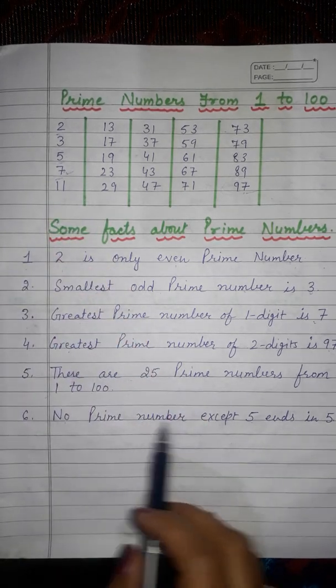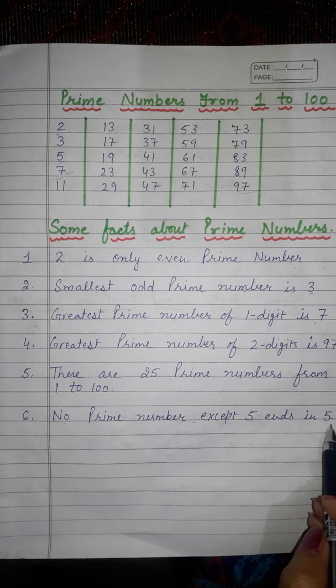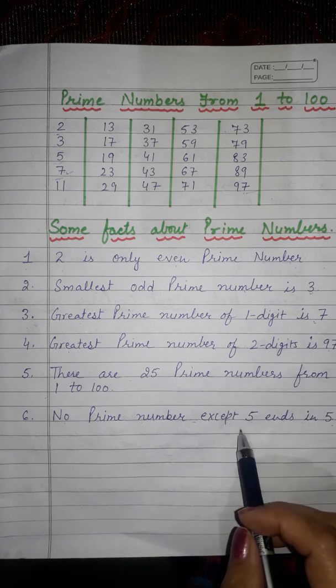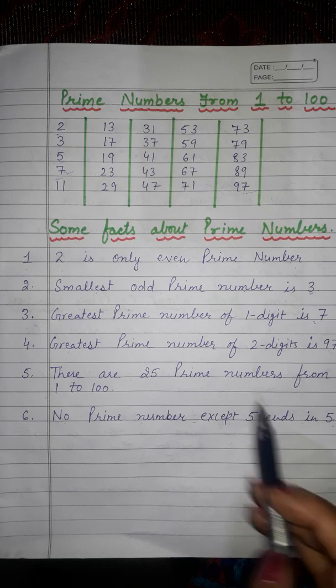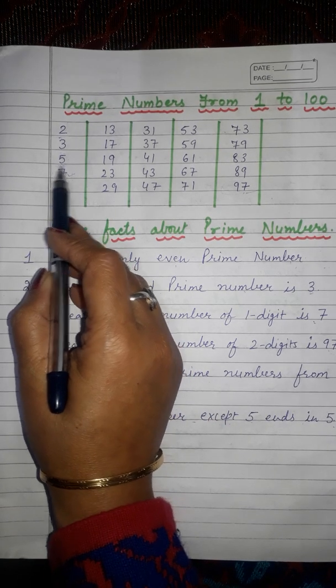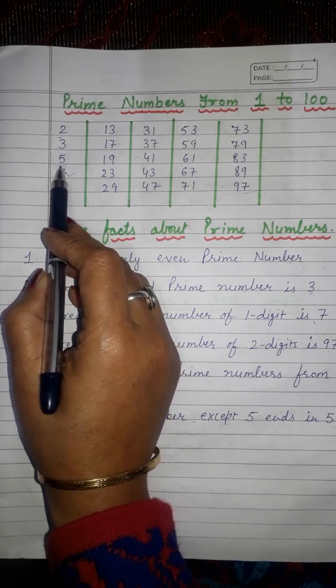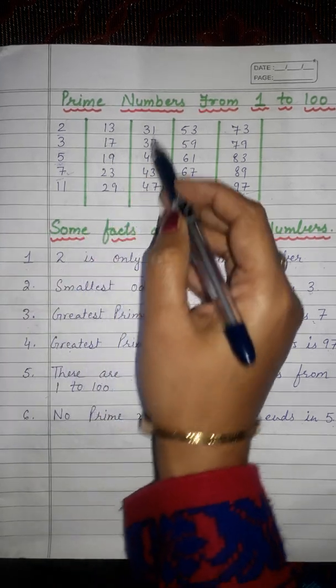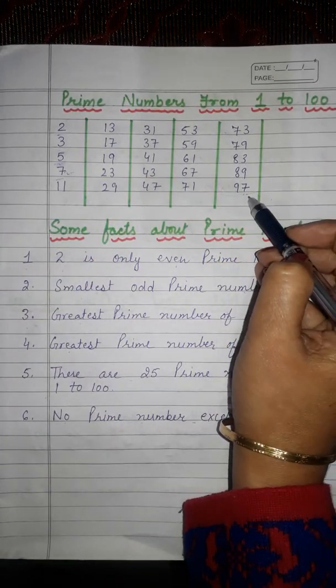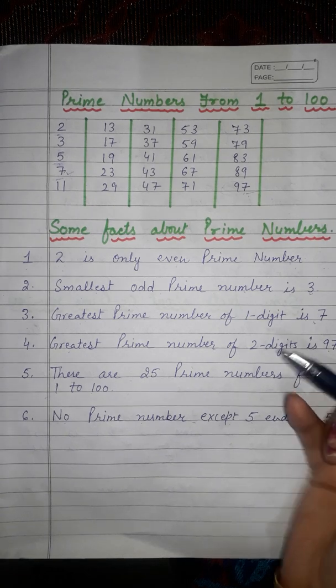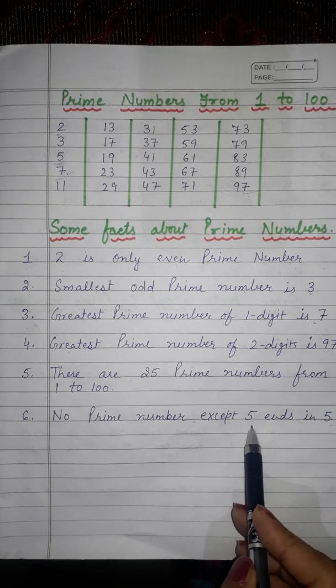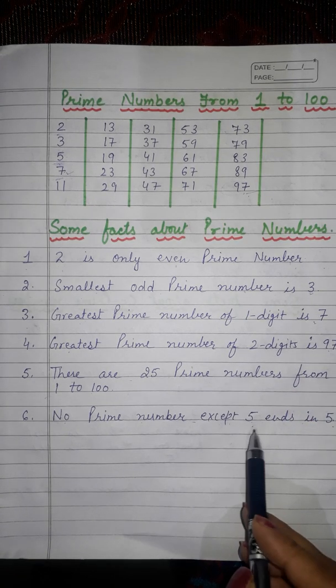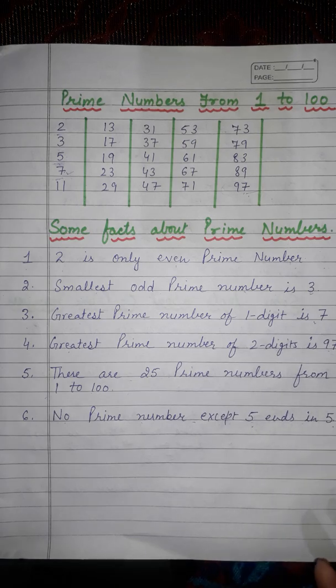Next is no prime number except 5 ends in 5. It means the numbers which end with 5 are not prime. Only 5 itself is a prime number. No other number ending with 5 can be prime, because the numbers which end with 5 are divisible by 5, so they will not be prime numbers.